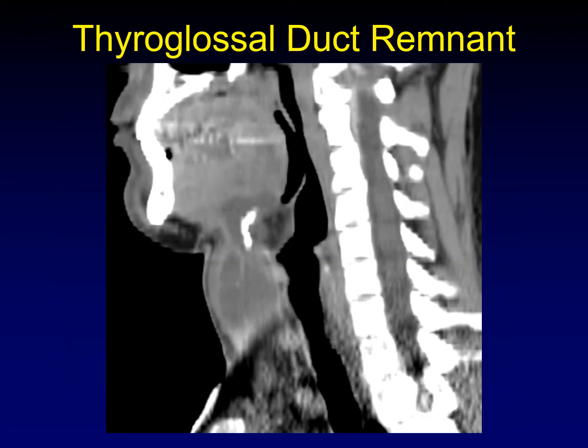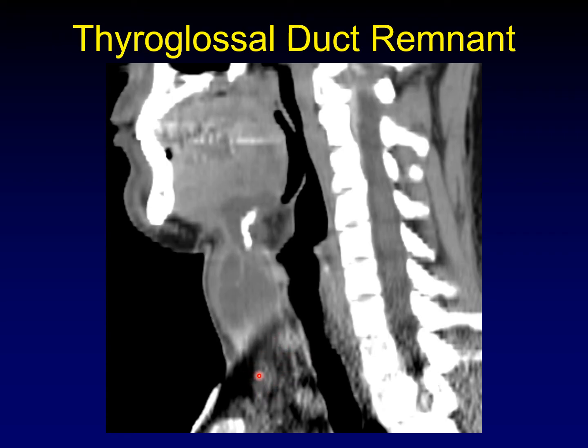Here is a complete thyroglossal duct tract. You can see it starting at the base of tongue, extending down in front of the hyoid and wrapping around into the larynx, and then continuing down the front of the neck, embedded in these strap muscles. This is where the normal thyroid gland sits, although it's streaked out in this patient.